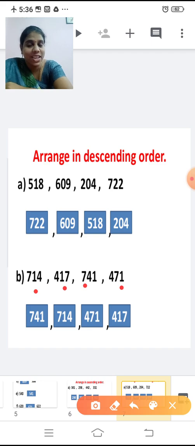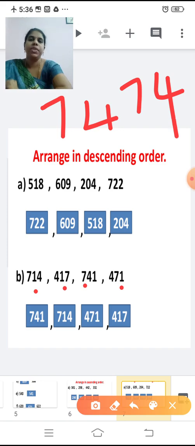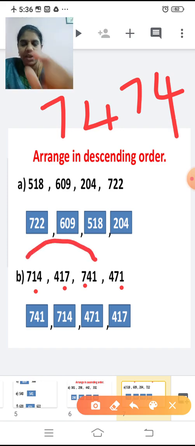Now shall we compare the hundreds place now? Yes. In first number we have 7. Second number we have 4. Third number we have 7. And fourth number we have 4. Now in the first number and third number we have 7, right? That is bigger, right? The 7 is bigger than 4.